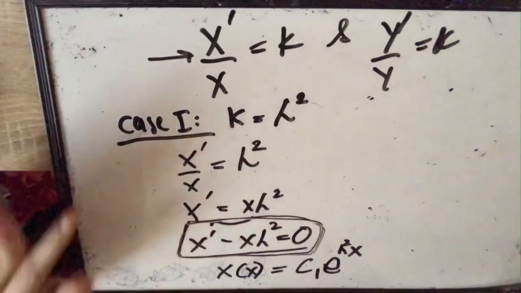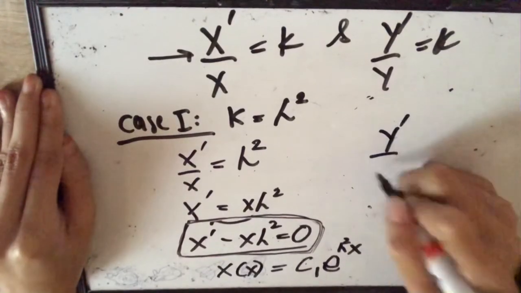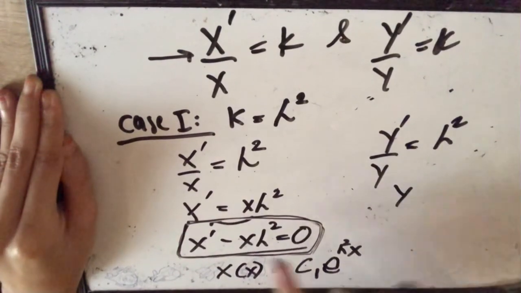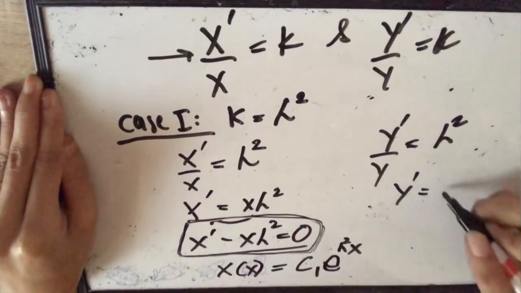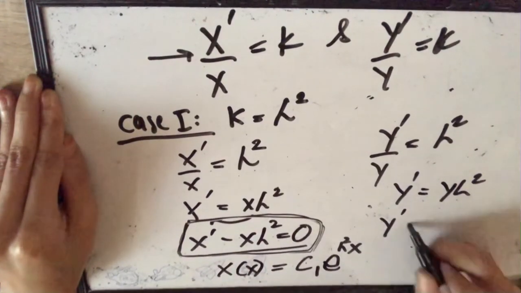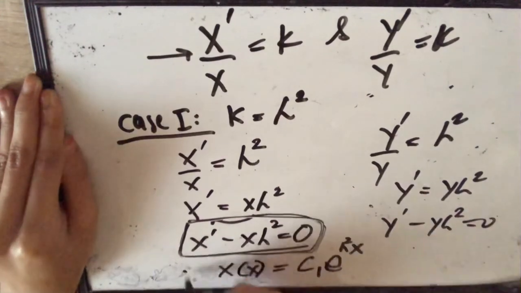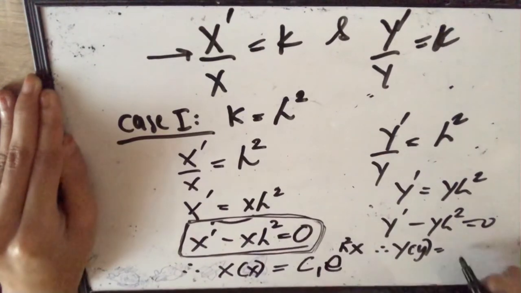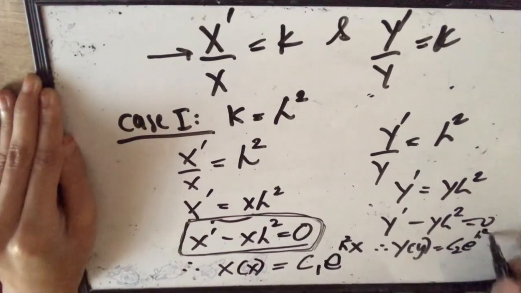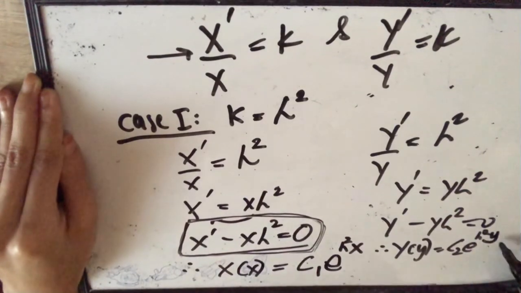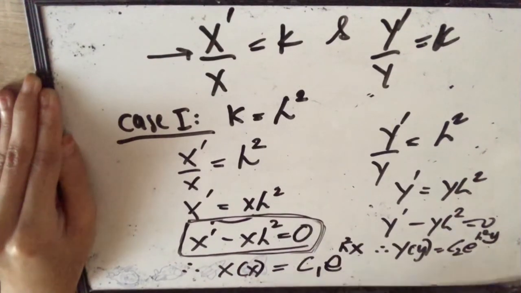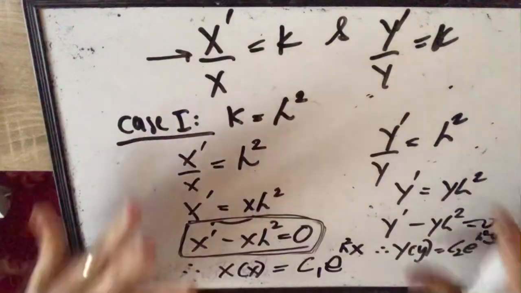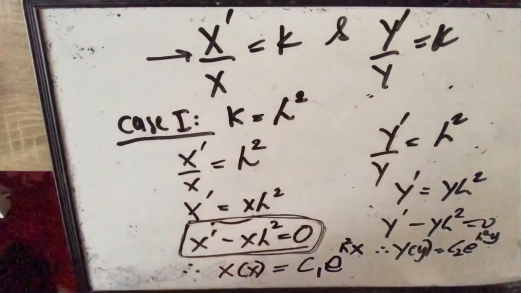Now we proceed to the second equation, which is Y. Same thing: Y prime over Y is equal to lambda square, so you do the same as you did for X. You have Y prime minus Y lambda square equal to 0. Therefore you get your Y equation also. We use another constant, C2 e to the lambda square Y. Here is Y, there is X. So of these two equations, one belongs to X and the second belongs to Y, and this is for case 1.